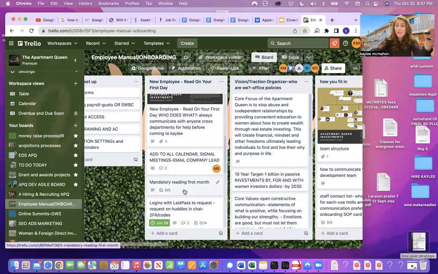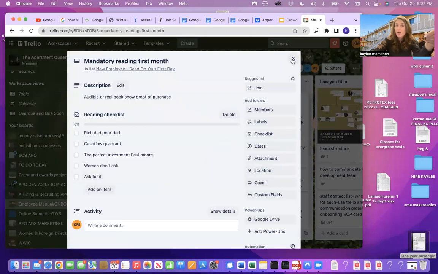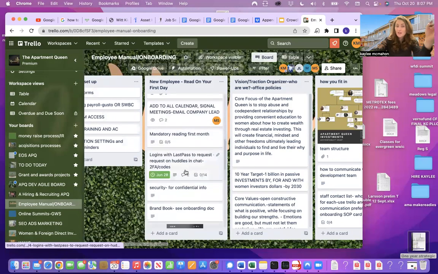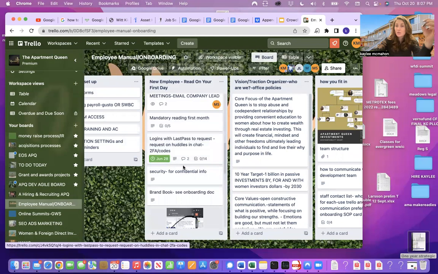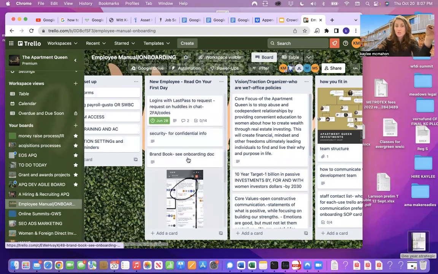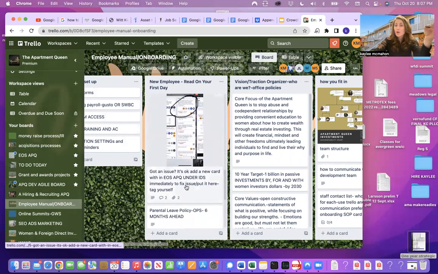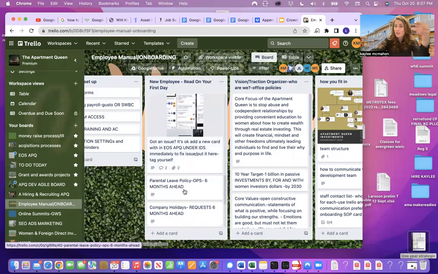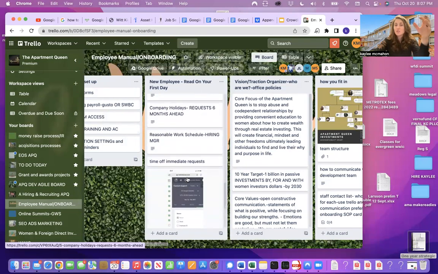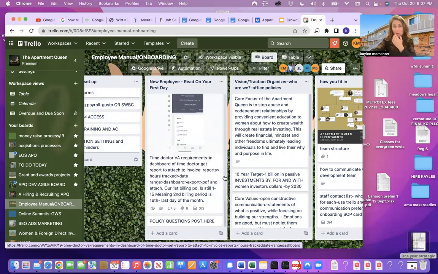I have books that I have everyone read that are pretty short. Especially when they're on the team: mandatory reading, logins that they're going to need, two-factor authentication, what we consider secure information and how to handle it, the brand book, and where to post the issues that you have. Again, the IDS meeting: issues, decisions, solutions. Parental leave. I mean, it's going through what's up when you come on the team.